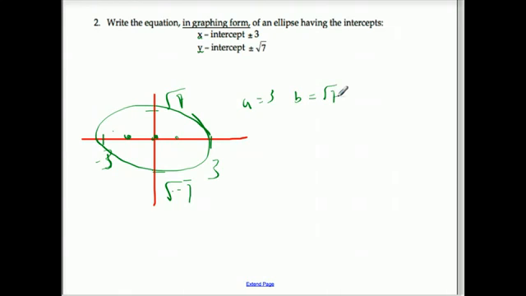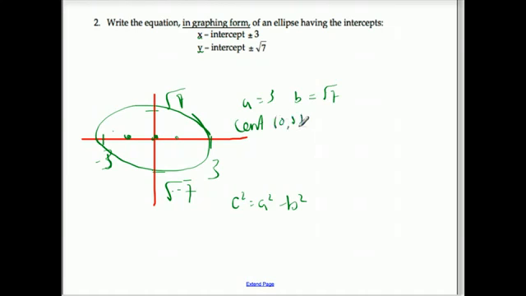So all we need is the center, which is the origin, then a and b, and we can write our equation. If you needed to find the foci, you would use the relationship that c squared equals a squared minus b squared, and then plug those numbers in and solve for c. Then move it that many units to the right and that many units to the left, and that will give us each focus of our ellipse. So we got a, we got b, and we know the center is 0, 0, because it's centered at the origin.